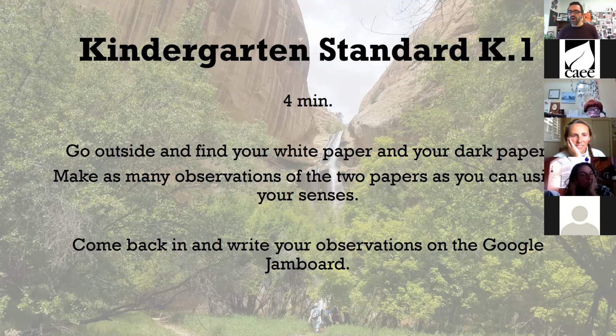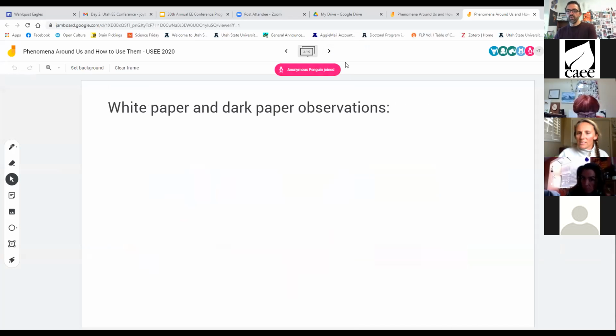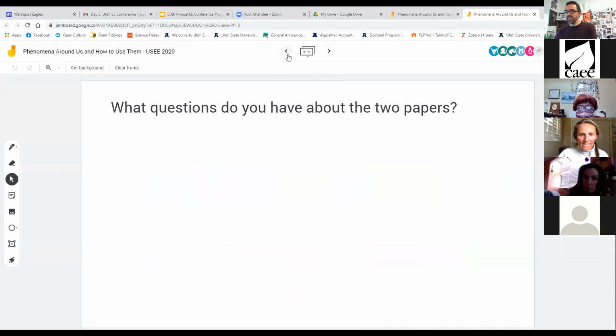And then come back, and on the Jamboard, there is, so let me head back here. Did that switch for everybody? Are you seeing the Jamboard now? Yes, we are. Okay, thank you. So you're going to have a spot where you can write some observations about your paper and then what questions you have about the paper. And you just switch by the arrows at the top.